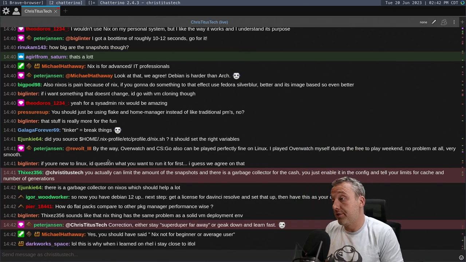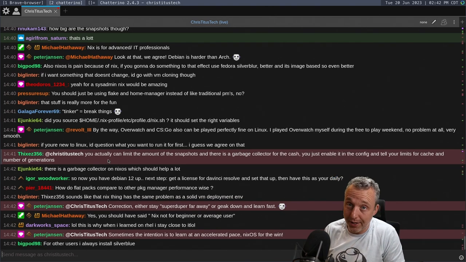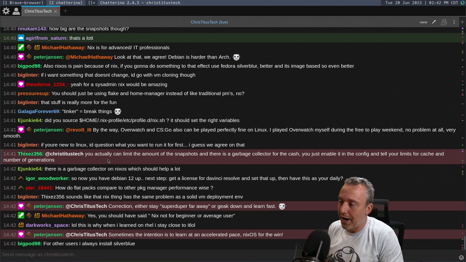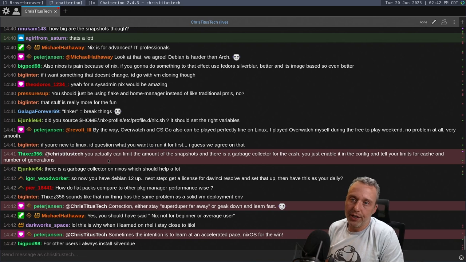Yeah, there is a garbage collector in Nix, and that should help out a lot with the cache and snapshots. That's a good point. I did not set that. I probably should have said Nix is not for a beginner or even an average Linux user. That's probably a proper way of saying it, for sure.